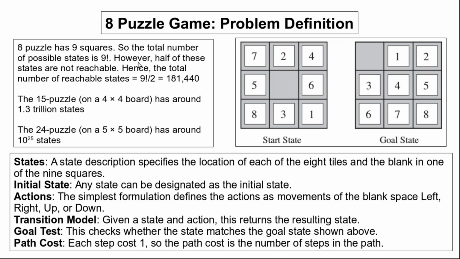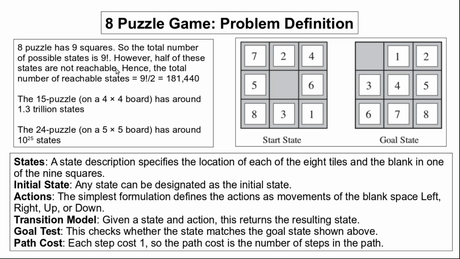However, if you study the n puzzle more, there are some mathematical proofs which say that half of these n factorial states are not reachable.